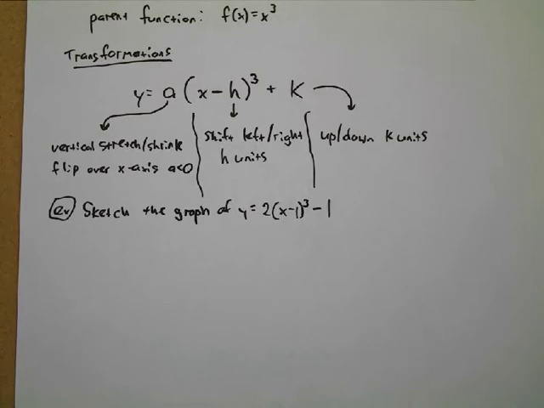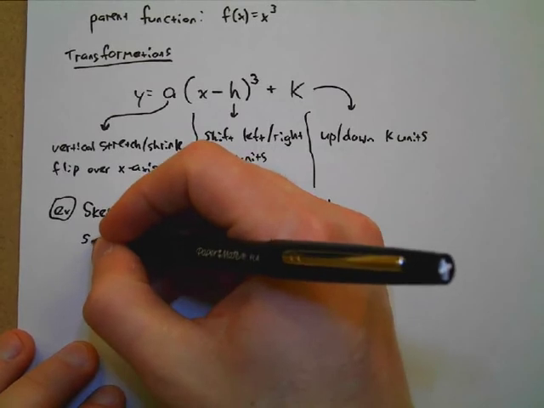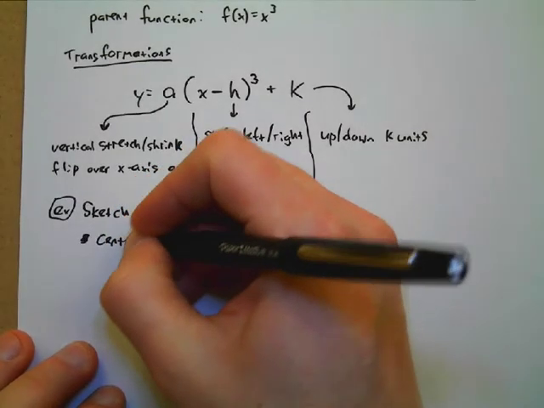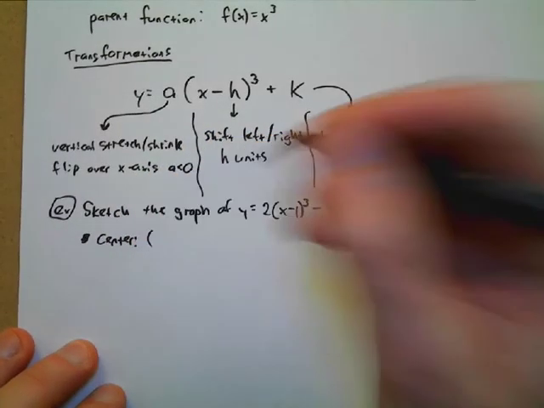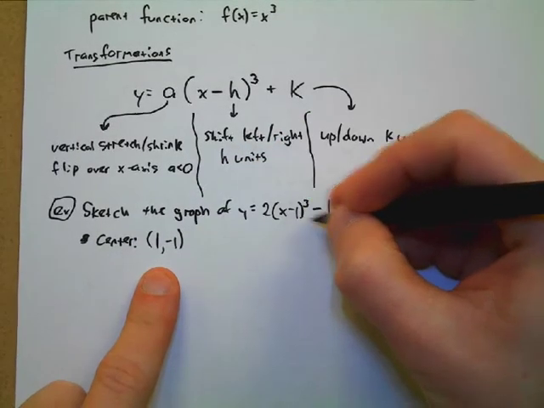So, let's identify our transformations. Where will our new vertex or special center be now? How's it going to be shifted? Not left. Right one, down one. Okay? So our special center, I'm just going to put the center, is at 1, negative 1, because we have right one, down one.